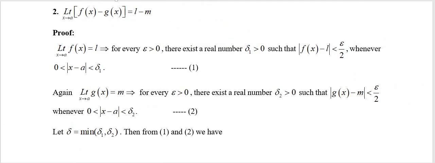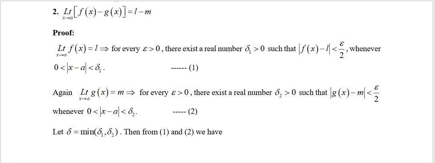Second one, limit as x tends to a of f of x minus g of x equals L minus m. Here also we are using the limit of a function definition. Observe, whenever we have this one, we can write this line. Whenever we have this, we can write this. Here we have f of x tends to limit L as RHS, and here x tends to a, as x minus a. So we can write this term by using the definition of a limit of a function.